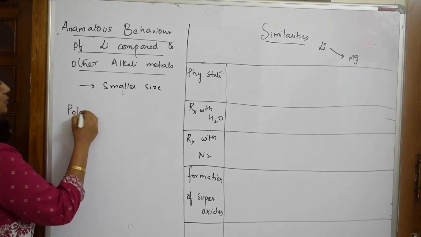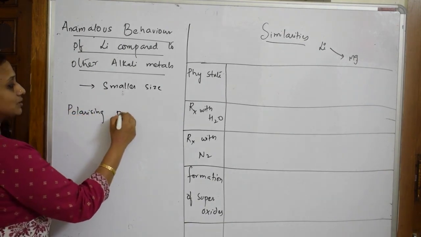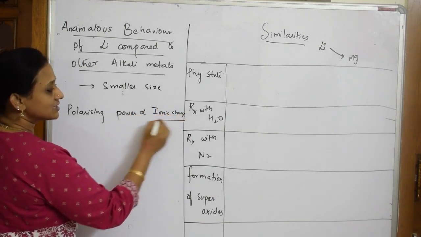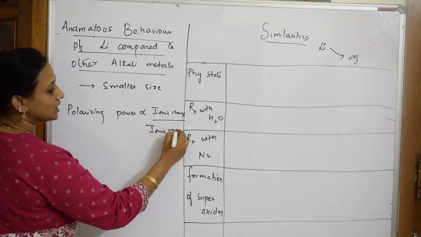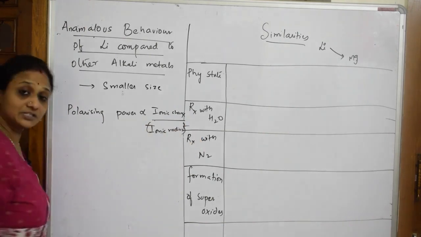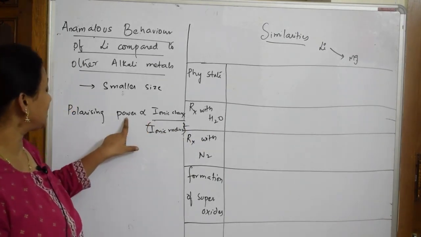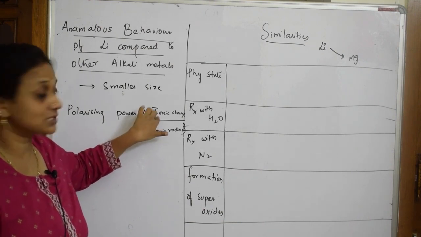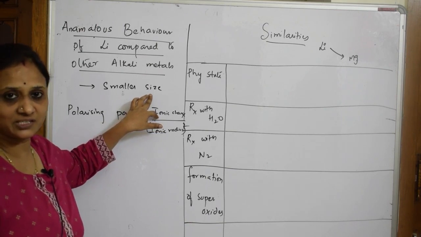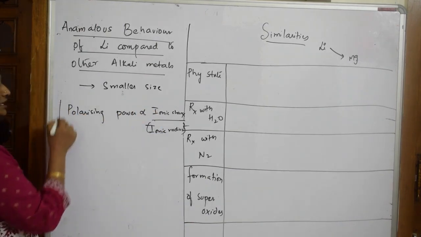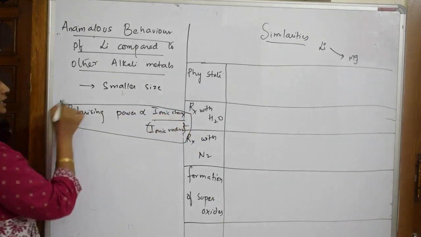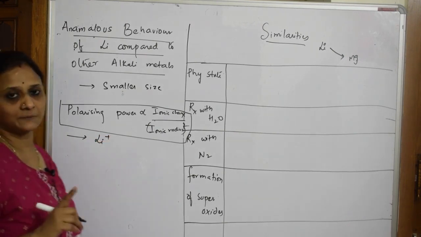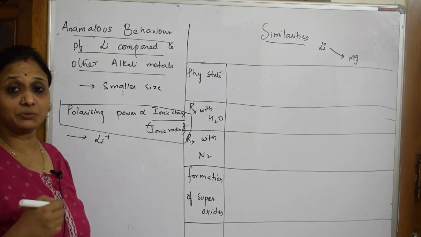I already said the polarizing power is directly related to ionic charge, and it is inversely related to ionic radius, the square of it. Done. Now this particular thing is directly related to ionic charge, and this depends again upon the smaller size, isn't it? Because of this concept, remember, lithium forms only a +1 charge, Li+. Because when it goes to +2, the ionization enthalpy will become very high.